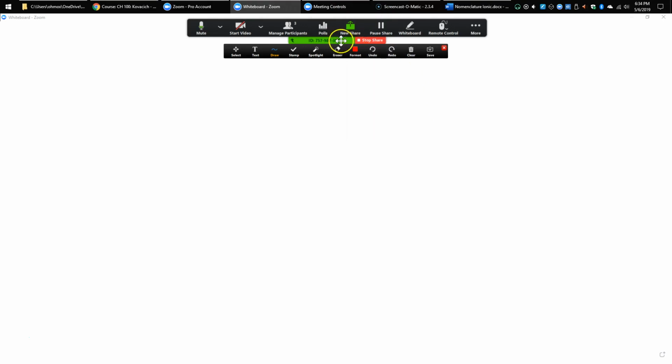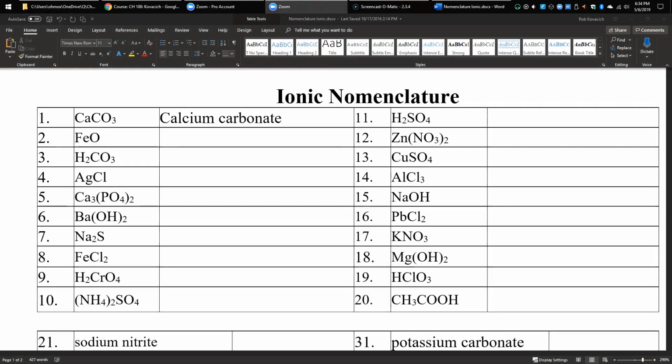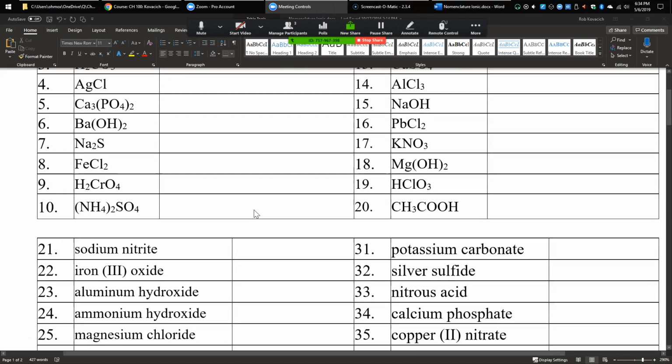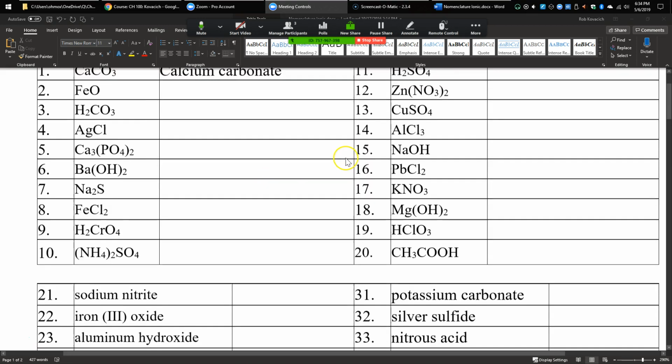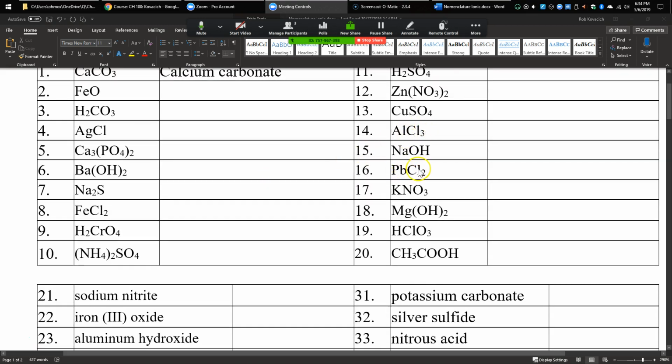So let's do, how about the name for number 4? Or let's do number 16. Potassium chloride. Pb is lead. K is, well, no, potassium.